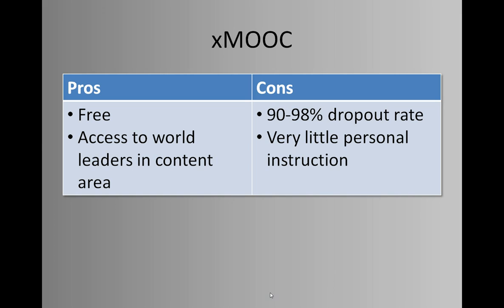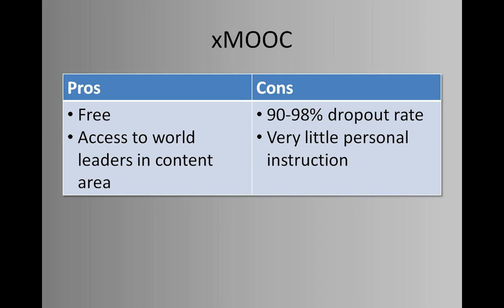In an xMOOC, some of the pros are certainly it's free right now. You can just sign up for one and begin getting through the instruction right away. You can also have some access to world leaders in content areas. You can find Nobel laureates, and you say, hey, I took a class, sort of, from a Nobel laureate. This is, by the way, sort of the thing that has gotten a lot of the higher ed administrators worried. So they would think, why would anyone come to my little university if they could go to Harvard for free with that?